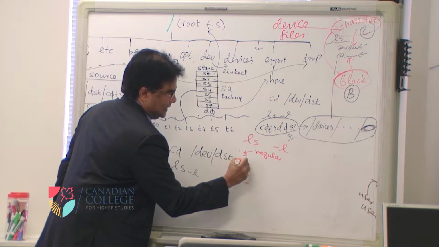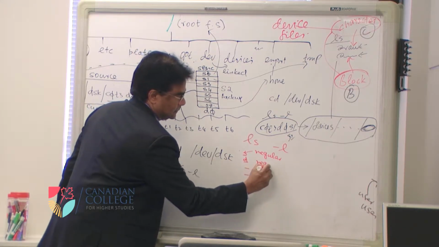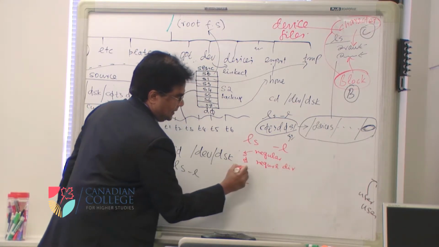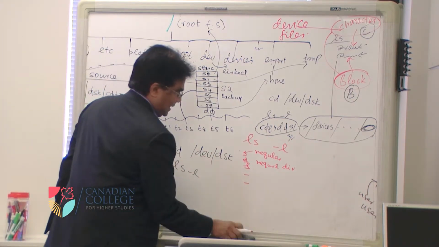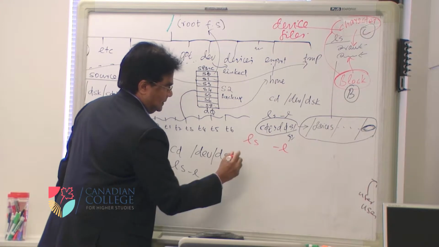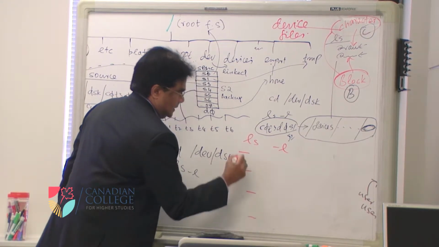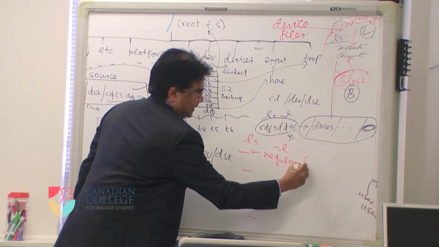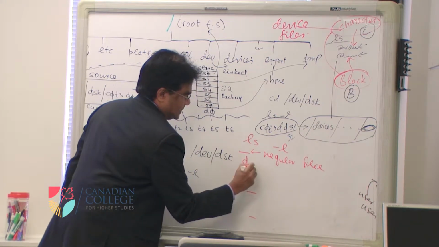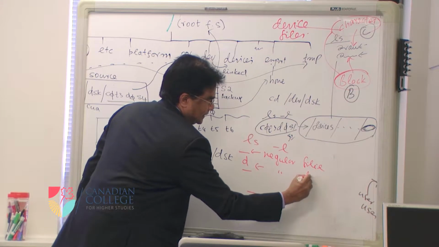And the first character is D, that is regular directory. And the first character is L, L means? Link. L means link. Let me draw it bigger. Nothing means regular file. D means regular directory.